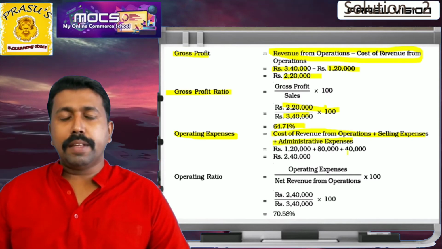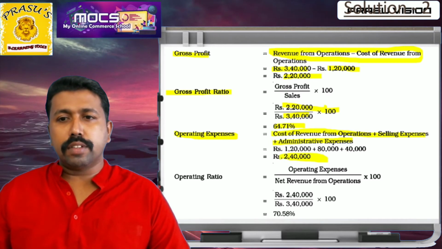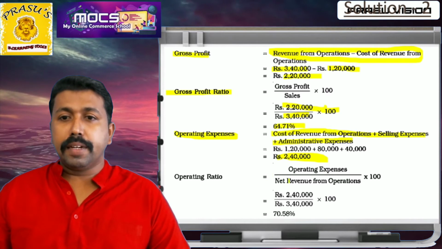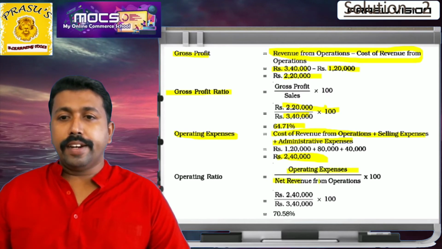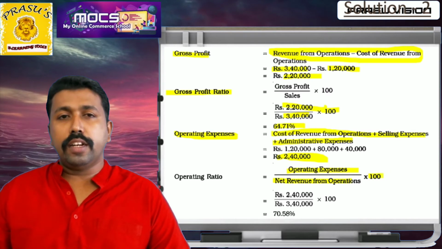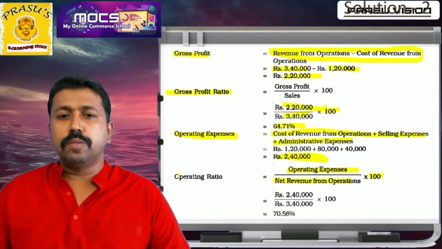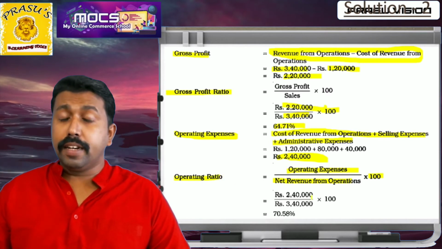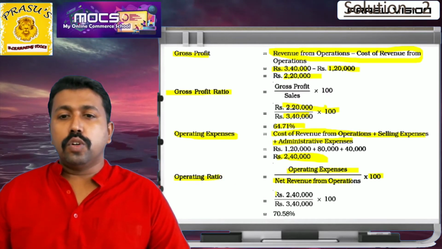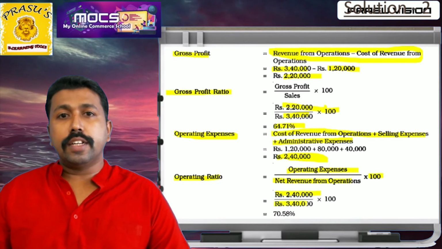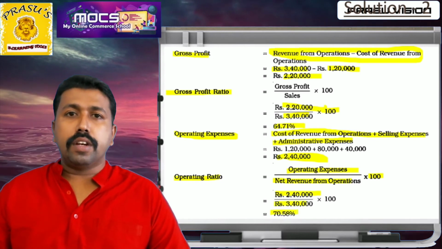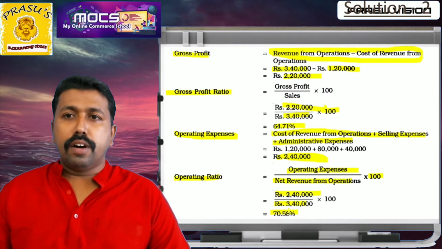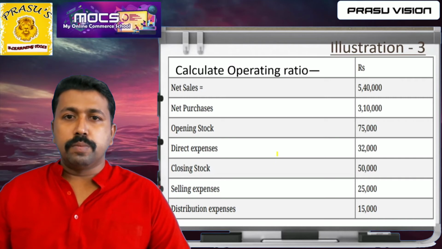So 1,20,000 plus 80 plus 40, we will get 2,40,000 as the operating expense. And the operating cost divided by net revenue from operation into 100 is another way to find out the value of operating ratio. Another equation you can note: operating expenses divided by net revenue from operation into 100. So 2,40,000 divided by 3,40,000 into 100, 70.58% is the value. So always keep in mind the way of calculating this ratio.